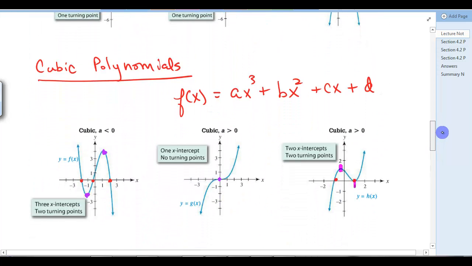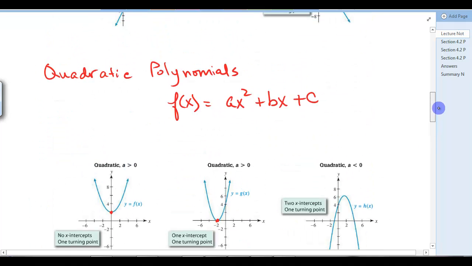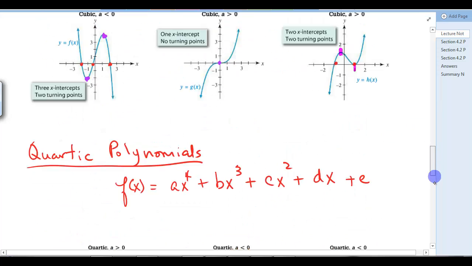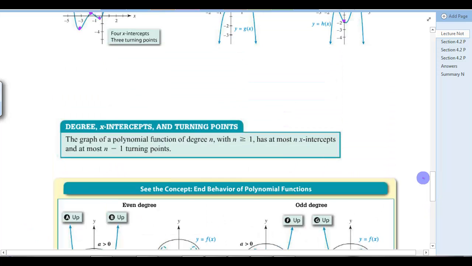For third degree, we can have no turning points, 1, or 2. We can't have more than 2 because 3 minus 1 is 2. For the second degree, we can only have one turning point. So that rule is what we get from looking at those. That's kind of important.